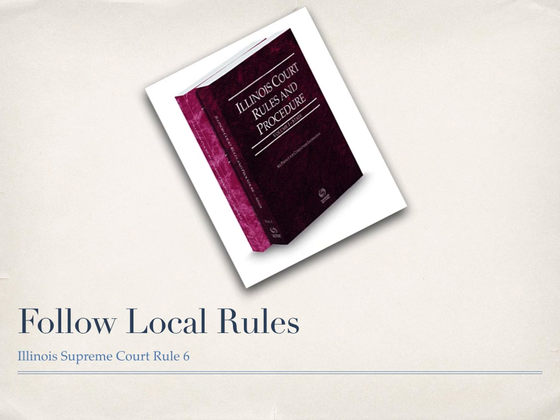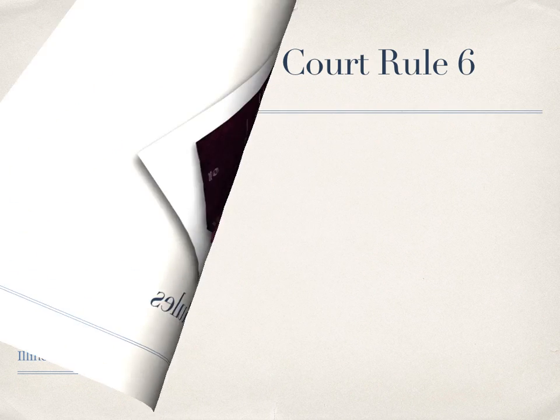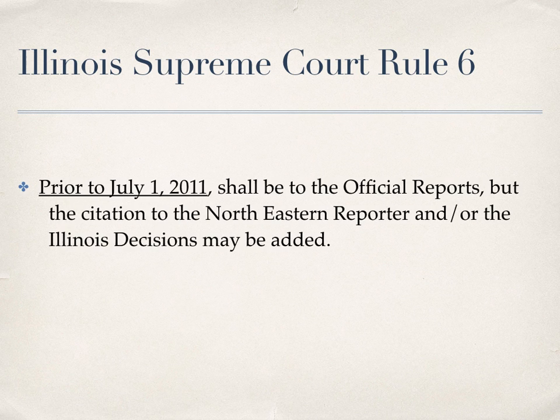So here in Illinois, our local citation rule is Illinois Supreme Court Rule 6. Illinois Supreme Court Rule 6 is easily found on the Illinois Court's website by just simply Googling Illinois Supreme Court Rule 6. If you read through it, you'll find that prior to July 1st, 2011, all of those cases have to be to the official reports. Remember I said earlier, that's going to be your Illinois Reports for Supreme Court cases or the Illinois Appellate Reports for the appellate cases. But the citation to the Northeastern Reporter and or the Illinois Decisions may be added.